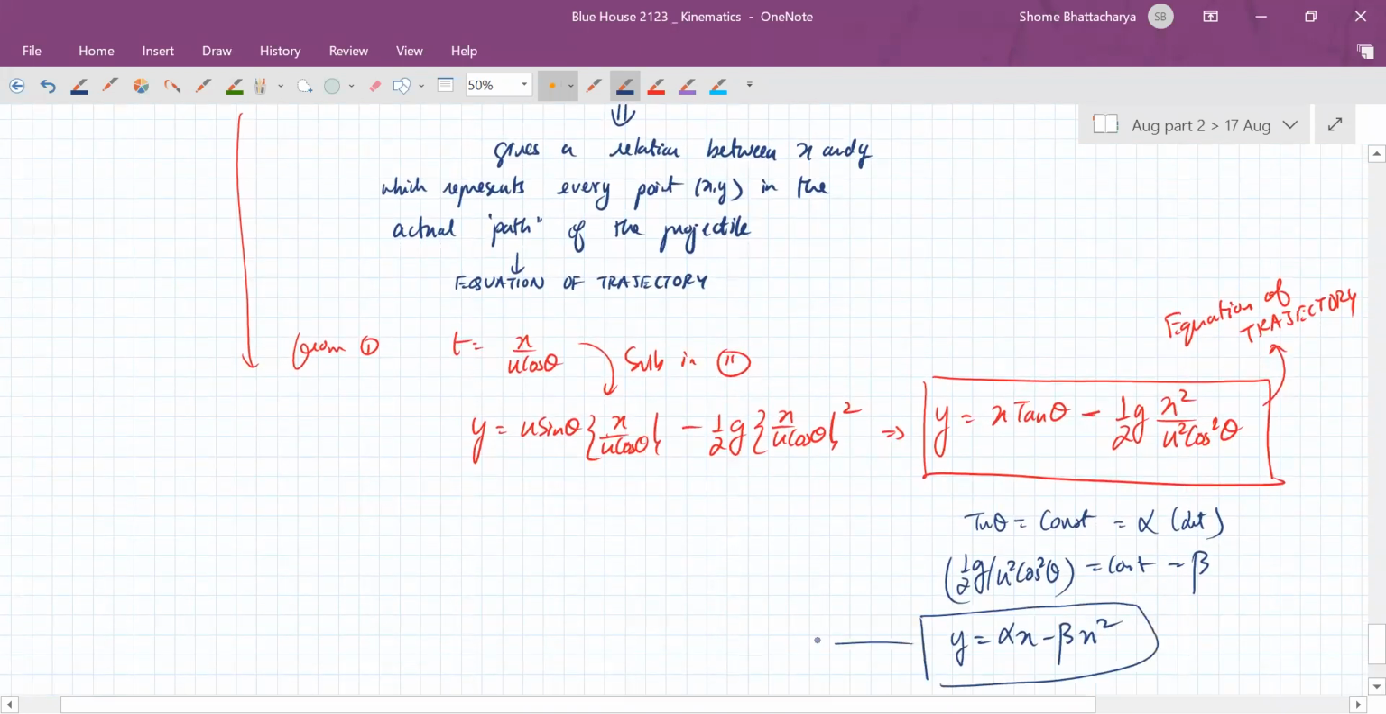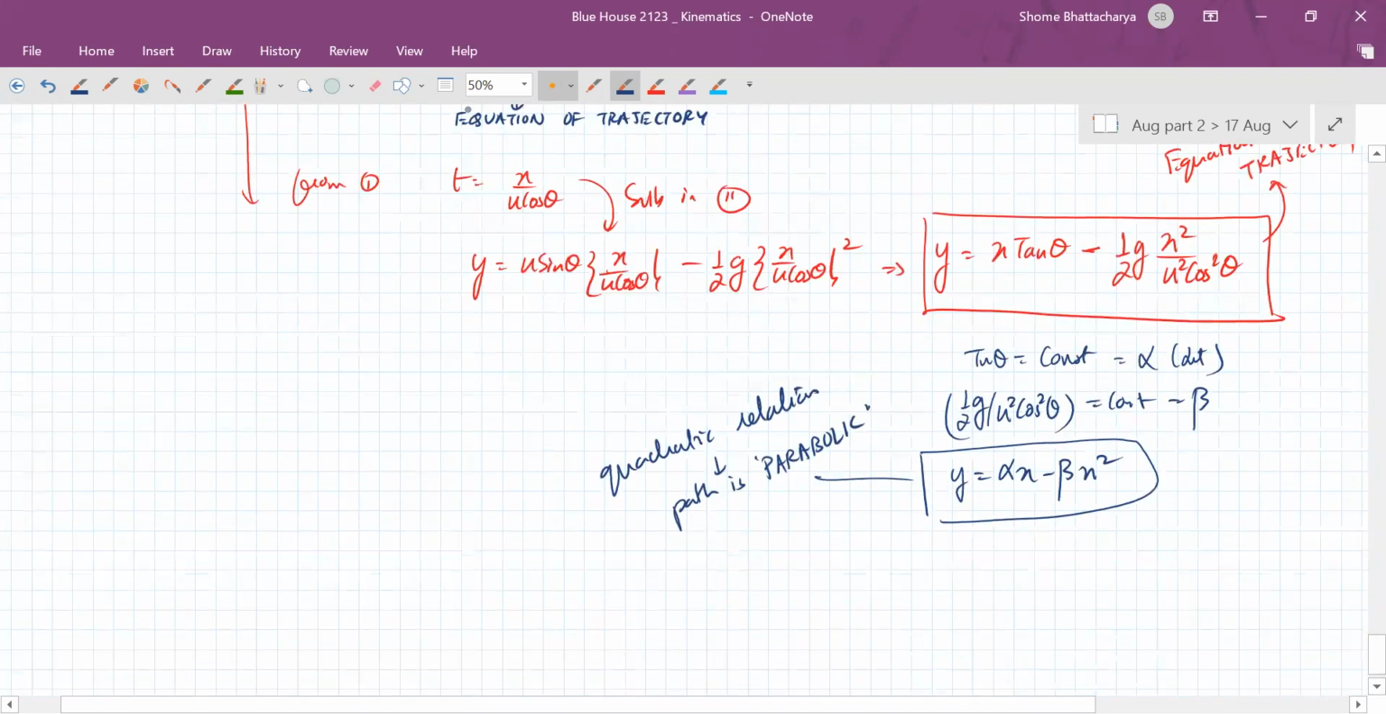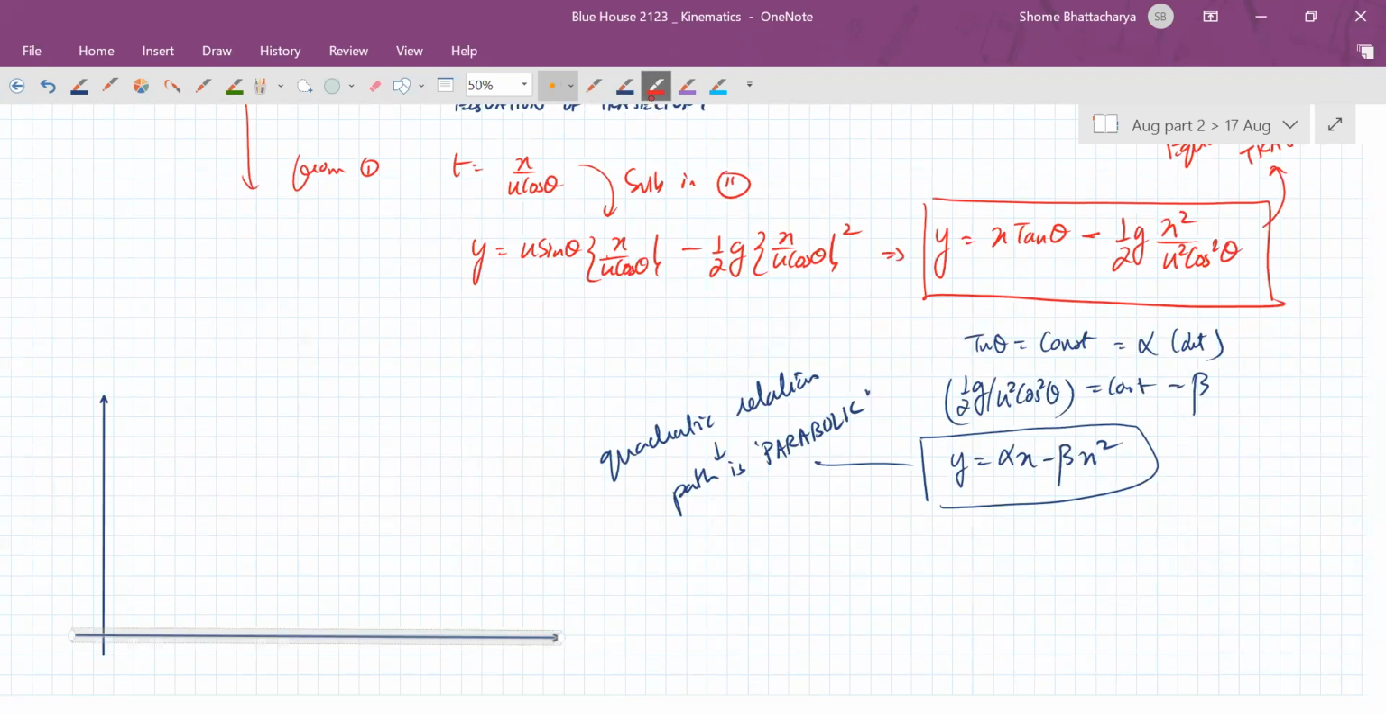So you can see that it is a quadratic relation, which means that the path is parabolic. It is a parabola in shape. That's why we say that projectiles have a parabolic trajectory. So this actual path in the xy plane on which the projectile moves is the shape of a quadratic curve or a parabola.